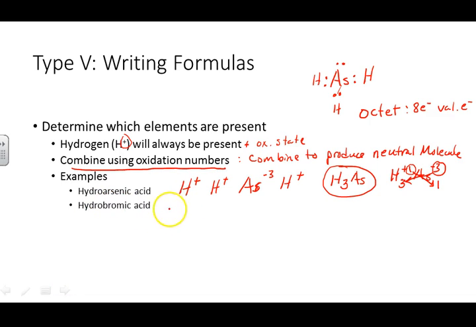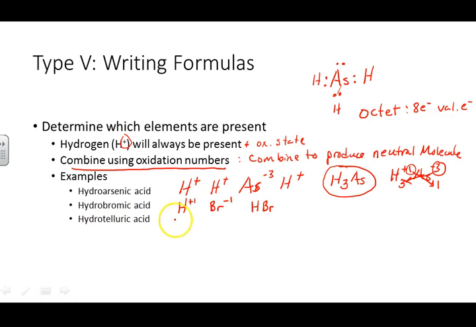Okay, hydrobromic acid. We know we have hydrogen and we have bromine. Hydrogen is a positive 1, bromine is a negative 1. So we're going to have H1Br1. Positive 1 and negative 1 cancel.